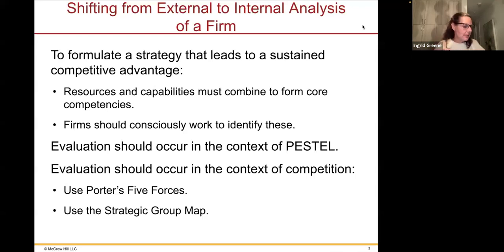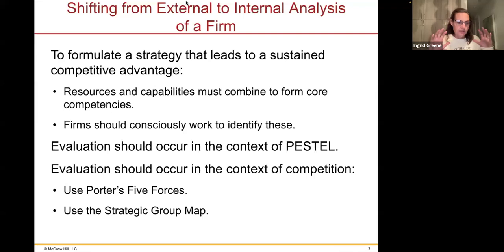So resources and capabilities must combine to form competitive core competencies. What do they have? What can they do? They should consciously work to identify these. If you're starting a business, a big key part is understanding how you bring value. How do you bring value the best among your competitors? What is the top thing that you do? And we should evaluate this.